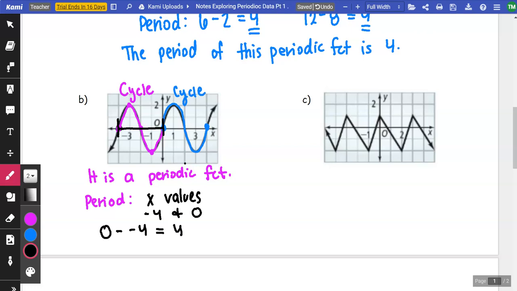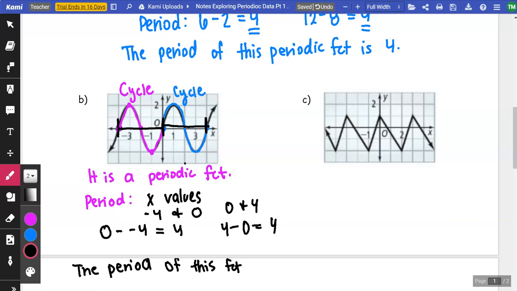And then let's make sure that that's the same just to double check our work for the second cycle here. So we started at 0 and then went to 4. So again, I have 0 and 4. I'm going to take 4 minus 0, which is 4. So the period of this function is 4. Go ahead and pause the video and work through part C. Figure out where some of the cycles might be, and then report back here to check the period as well.